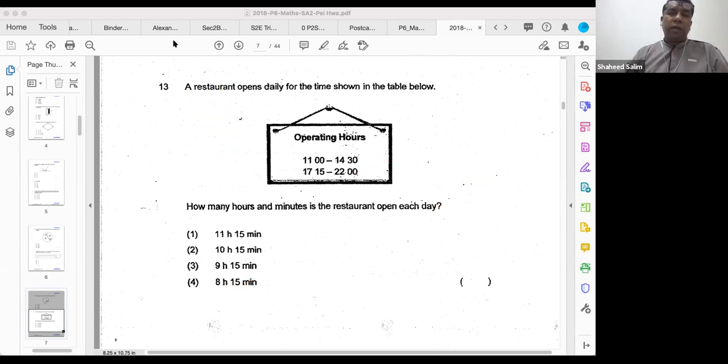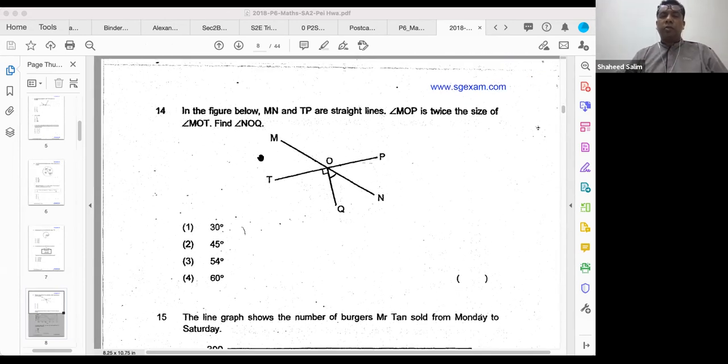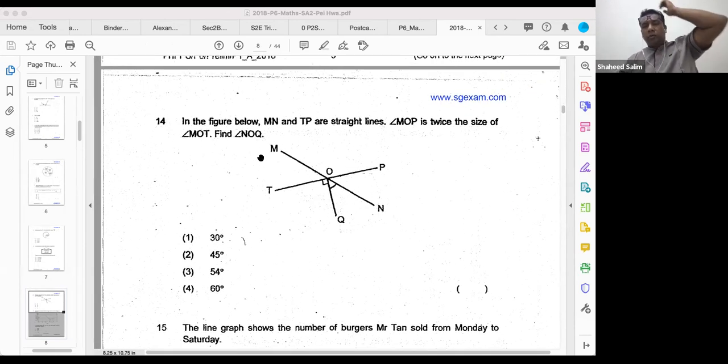Okay, we move on to the next one. This one now. MOP is twice the size of MOT. Twice the size of MOT. Okay, you can find the actual angle here. NOQ.